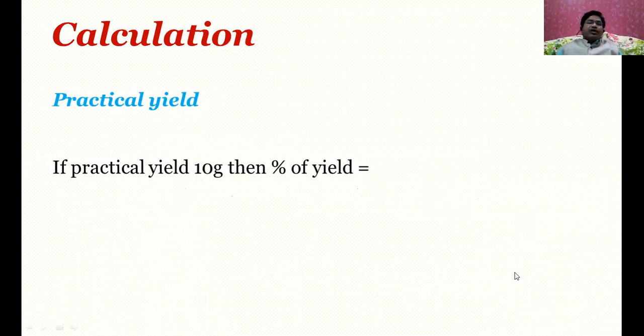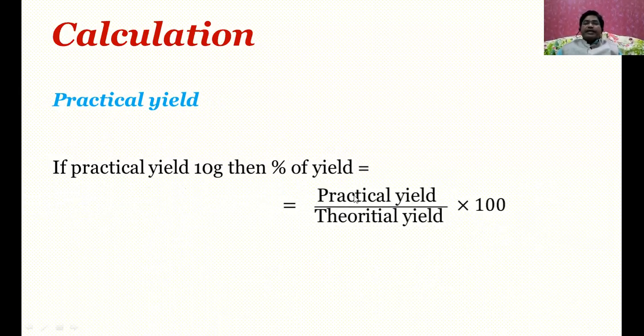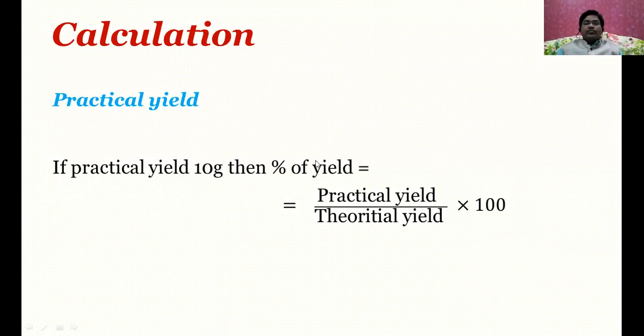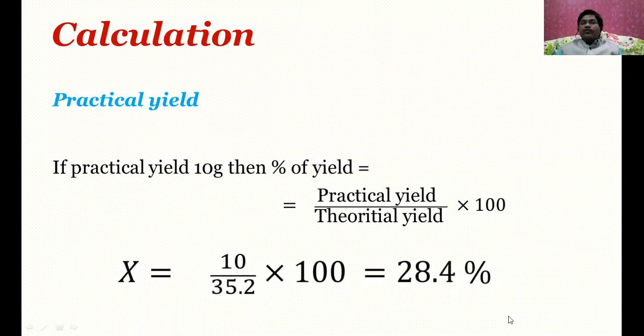Then what is the practical yield? Suppose the practical yield is 10 grams, then the percentage yield is the practical yield divided by the theoretical yield into 100. Then it is 10 by 35.2 into 100, which is 28.4. It's not grams, it is 28.4 percent. Okay, that is the 2,4,6 tribromophenol.